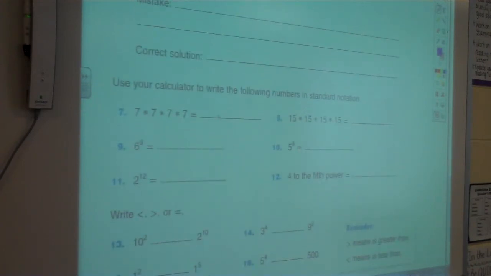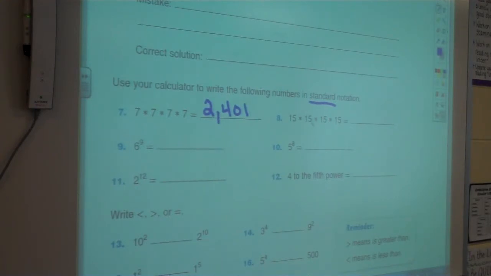7 times 7 times 7 times 7 would be 7 to the fourth power. But look what it says, and this is what you have to watch out for. When it says write the answer in standard notation, you have to write the actual number. So if you wrote 7 to the fourth, that's not correct. If it said write in exponential notation, that's what you would need. So what is 7 times 7 times 7 times 7, Brandon? 2,401. Anybody get something different?